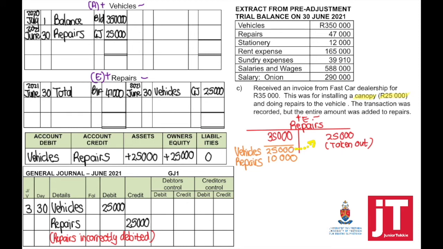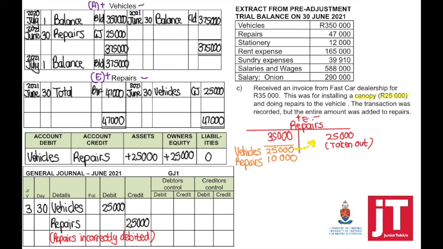Narration in my general journal, what happened? Repairs incorrectly debited. End of the accounting period, vehicles is an asset, so we need to calculate the new balance, add everything on the debit side, that equals the balance carried down, which means balance brought down. Repairs is an expense, which means we have to close it off to the profit and loss account. So take the debit side minus everything on the credit side. This is my total expense for this accounting period with regards to repairs.